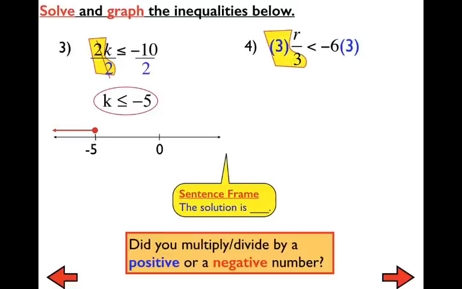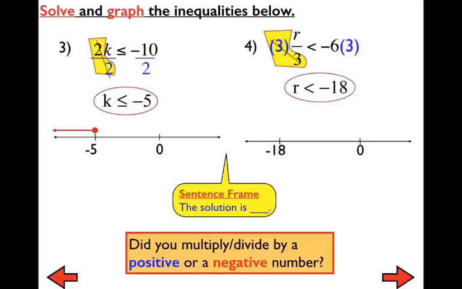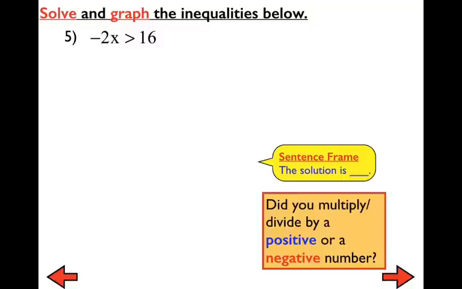The check is making sure that we made 1 right there. 3 over 3 is 1. That's good. Our solution is r is less than negative 18. Remember, we do not flip because we multiplied both sides by a positive number. The graph is closed circle over negative 18. And an arrow, I think I said closed circle, I meant open circle over negative 18, arrow to the left. All right, pause this flipped lesson and try number 5.